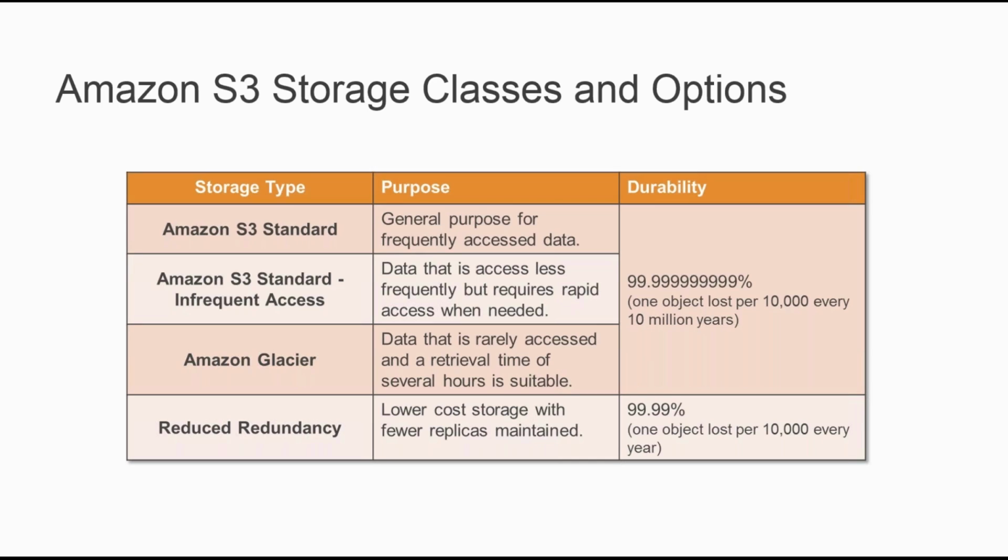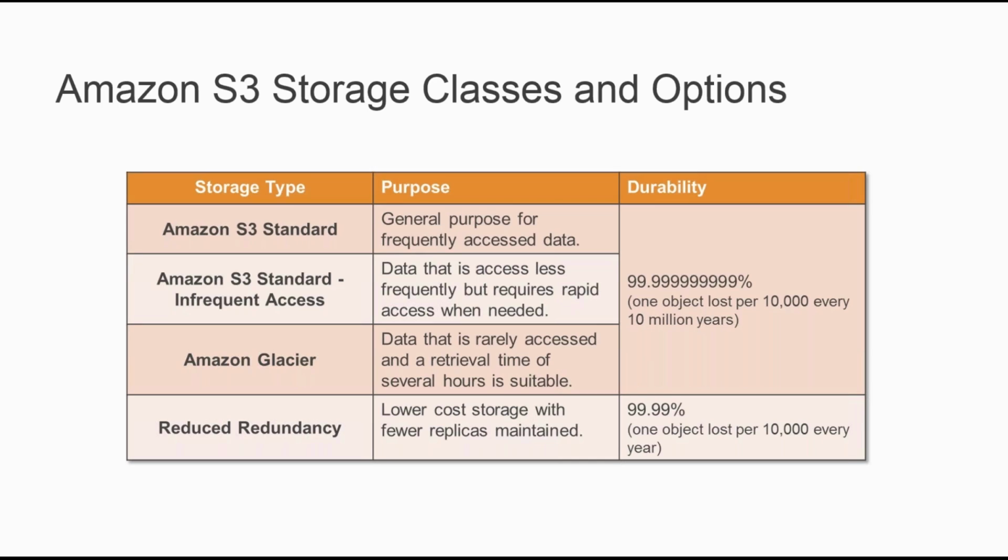Same goes with the Glacier, but of course, data which you put here should be rarely accessed, and there is a retrieval time of several hours. So when you are ready for that, then only put it in Glacier. It is really important to understand the difference between S3 and Glacier. S3, of course, clearly is there for active storage, whereas Glacier is there for archiving. And guys, do not mix that, please.